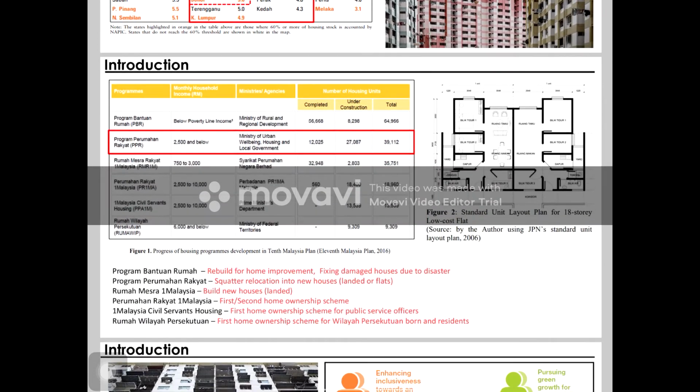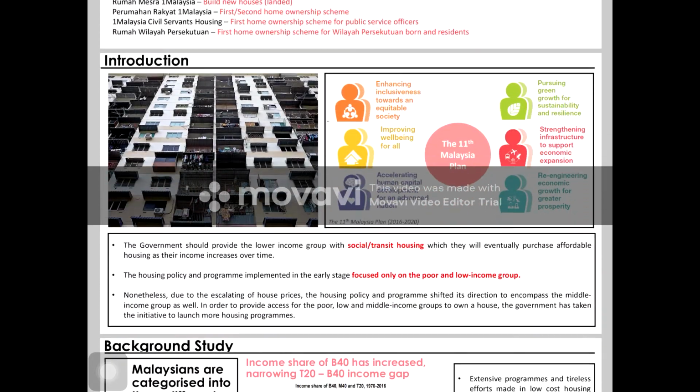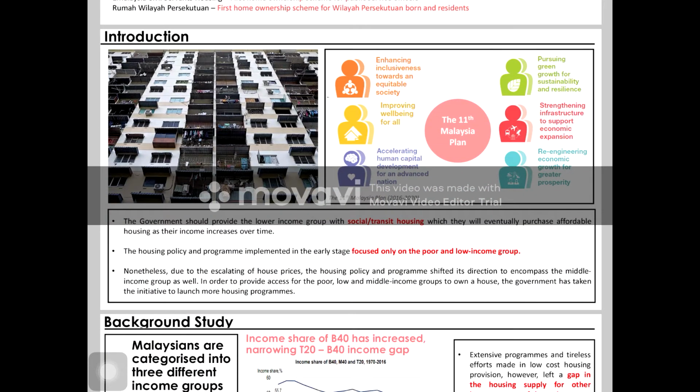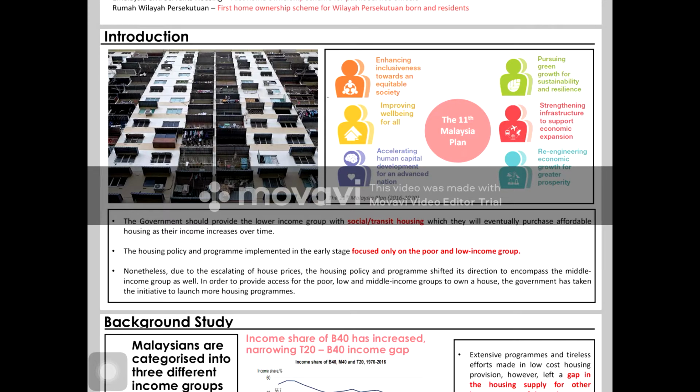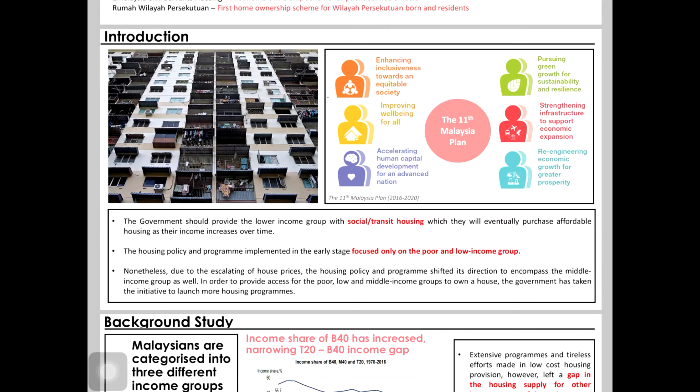Referring to the slides, these are the housing schemes that are available in Malaysia. Initially, the housing policy and programs implemented focused only on the poor and the low-income group. However, because of today's Malaysian economy, housing prices have been escalating very quickly. This eventually creates another housing affordability problem for the middle-income group as well.